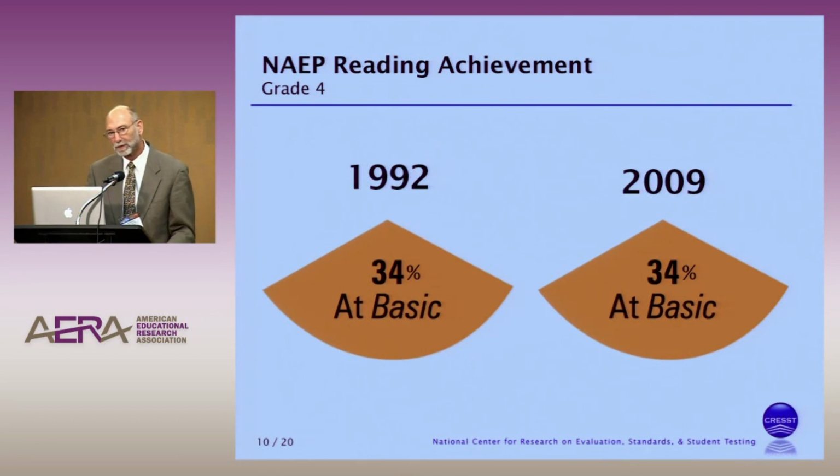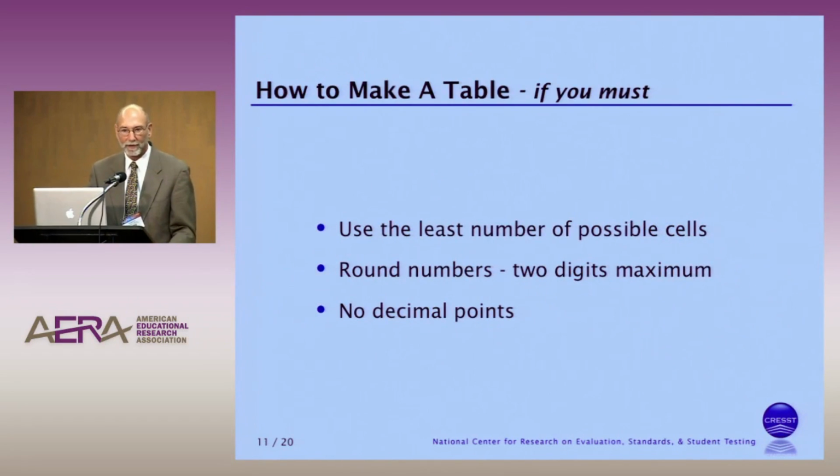Take a look at this one, for example. Now this hopefully communicates pretty well. We can see between these 2 years, well, the basic achievement level has stayed the same for this particular group. Pretty easy to read, and just 5 basic information points.